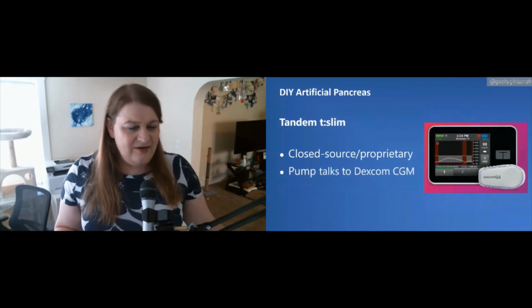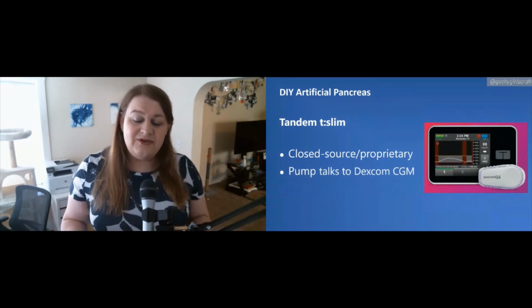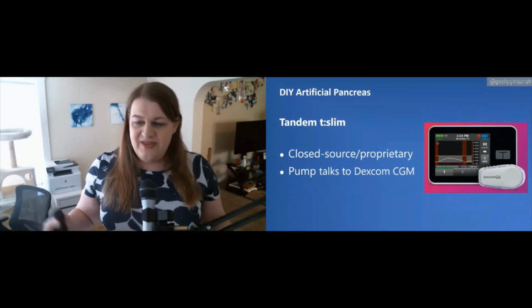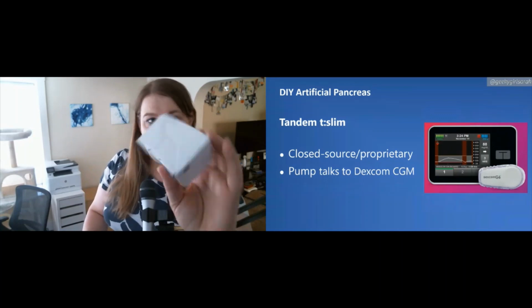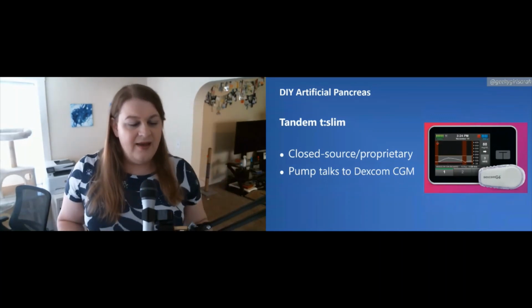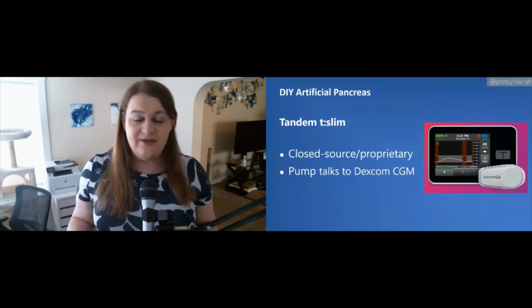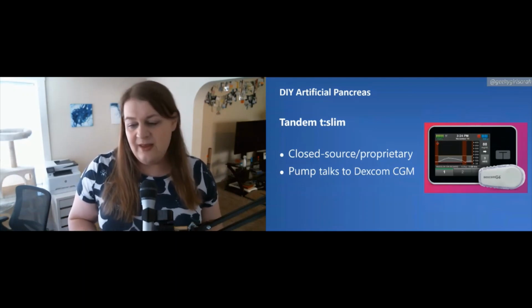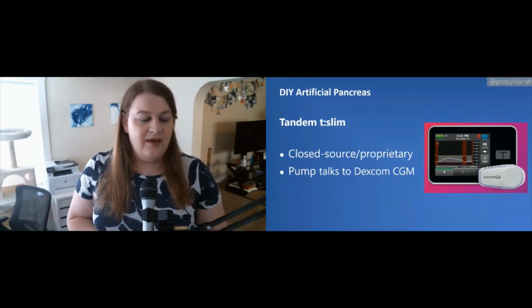The Tandem is a newer one. I think they released it since the last time I gave this talk. It's also closed source and proprietary. They don't have their own transmitter. They talk to the Dexcom, which is the one I showed here earlier. A friend of mine has this. She really loves it. I've heard other good things from other people too. So this is one of the more promising closed source ones.